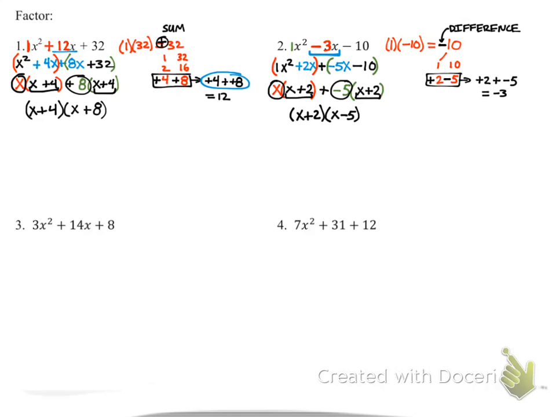Now, since our lead coefficient is 1 on both of the problems, we also can notice that our factors are positive 4 and positive 8 for the first one, which ends up being my answer. And for the second one, when I have the positive 2 and the negative 5, it ends up being my two factors there as well. So I can skip some of the steps when I recognize that the first term is a lead coefficient of 1, in other words, x squared.